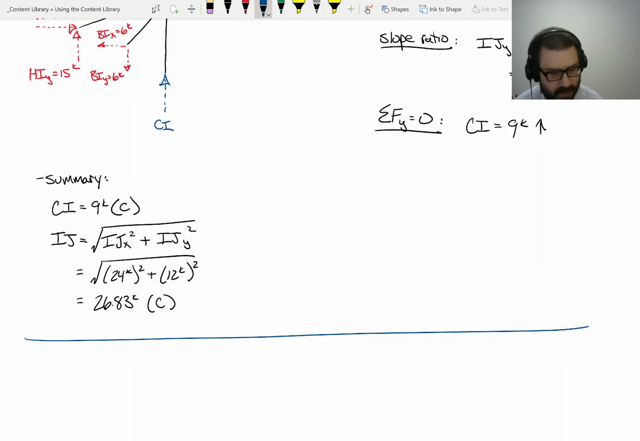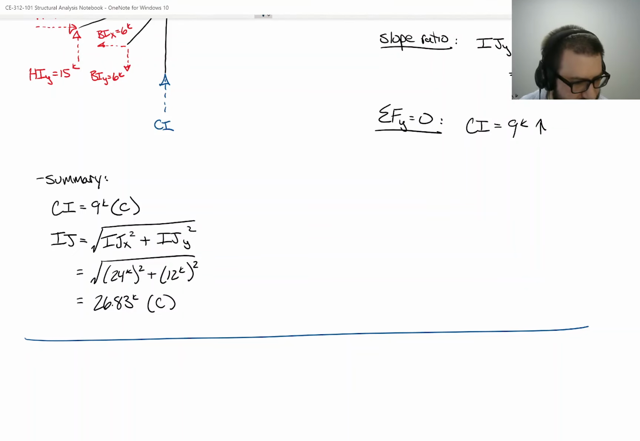All right, so we are rocking and rolling. All right, so our next joint is joint C.